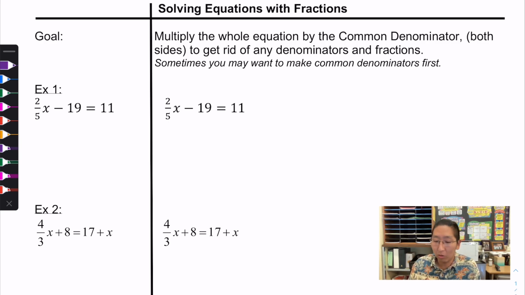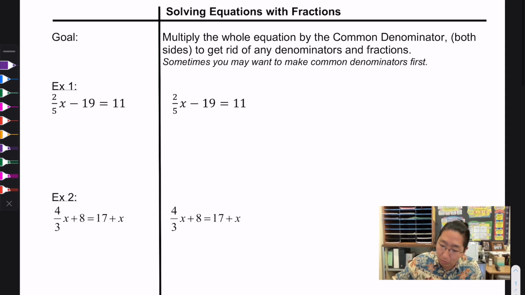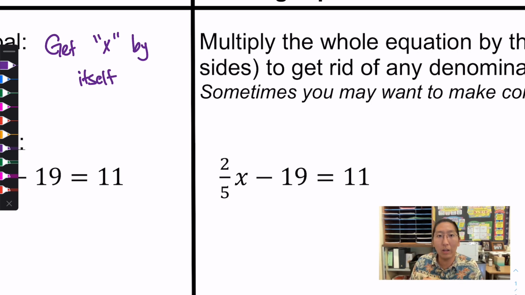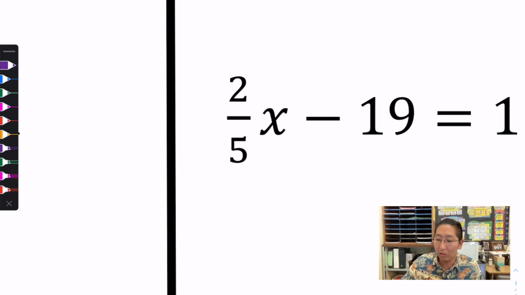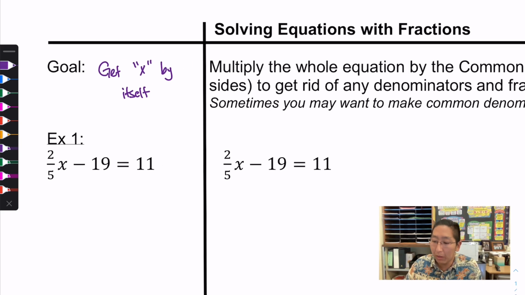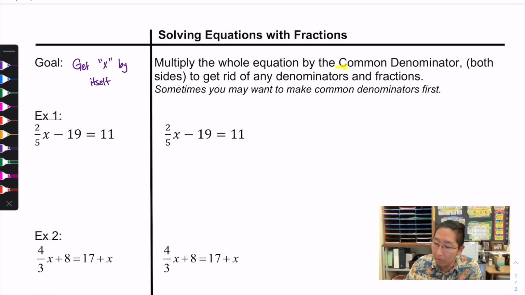So the goal here is to solve an equation to get x by itself. So technically, let's go ahead and write that. Our goal is still to get x by itself. That's still the goal. But in order to do that with a coefficient, right? Coefficient is the number in front of a letter. If there's a coefficient that's a fraction, what we can do is multiply the whole equation by the common denominator on both sides to get rid of any denominators and fractions.